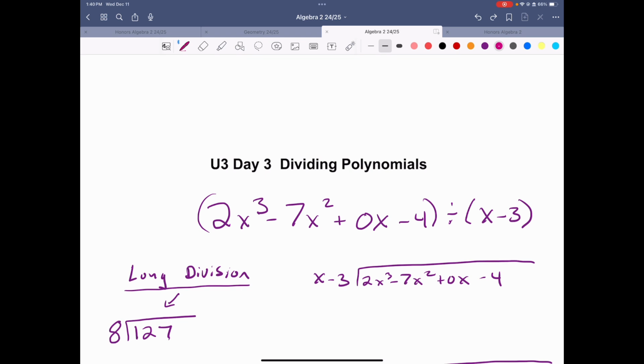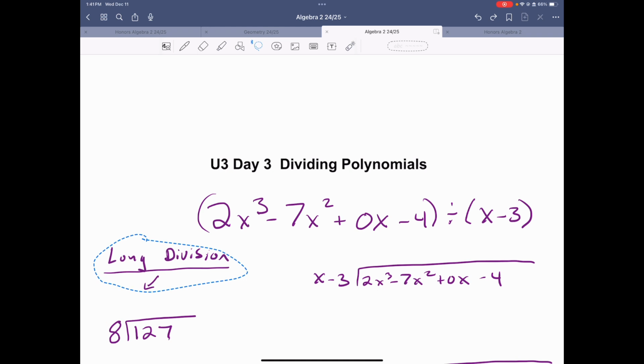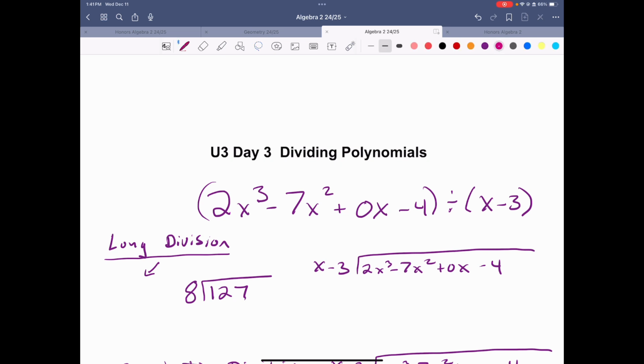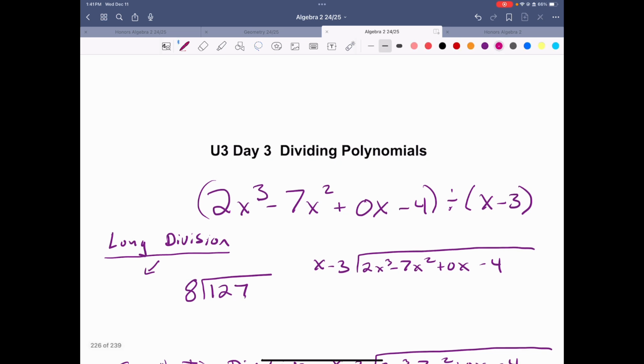One of the ways this can be done is using long division. If you remember long division from back when you were in elementary school, or maybe 6th grade, or whenever the last time you did division without using your calculator, if you remember what long division looks like, I've got 127 over here divided by 8. And remember what you would do: 8 doesn't go into 1, but 8 goes into 12 once.